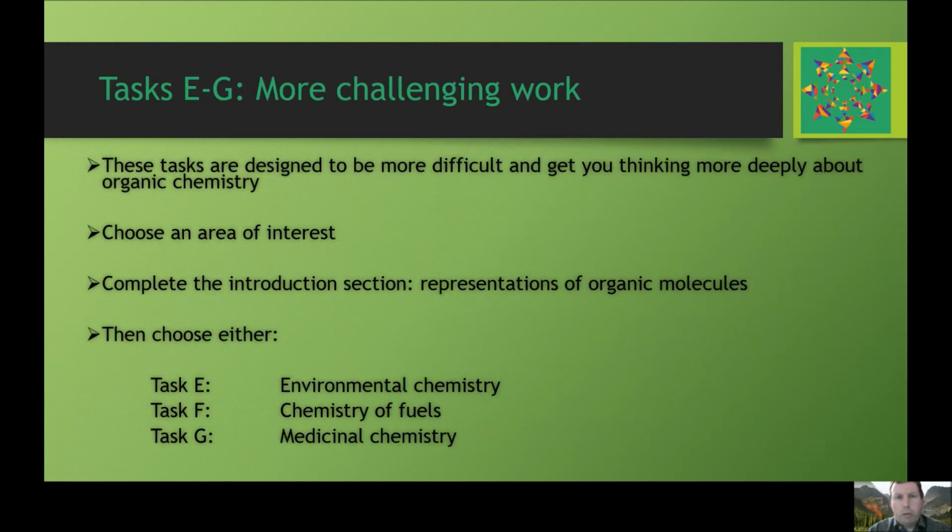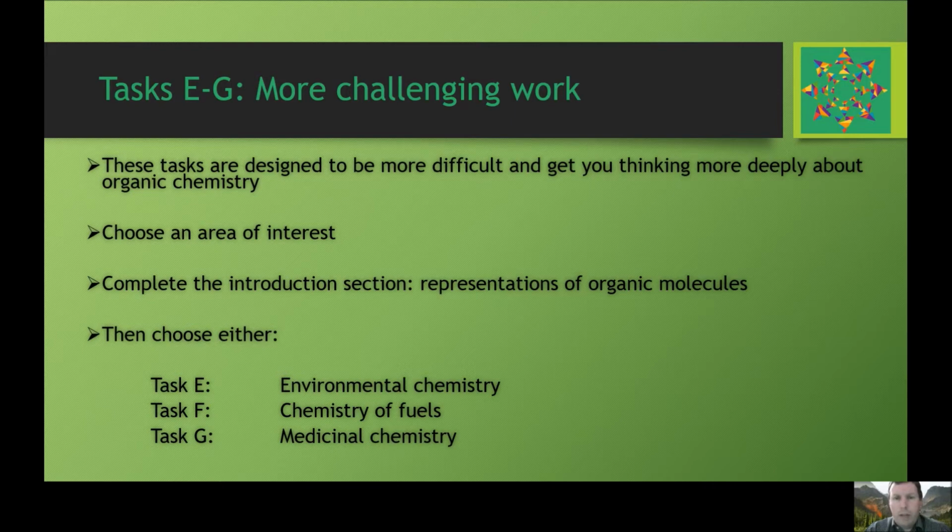Having done the 4 compulsory tasks, you then get a choice for the 5th one, so either E, F or G. And these are deliberately designed to be more challenging and to get you thinking more deeply about chemistry, and in particular about organic chemistry. And you can choose which of these tasks you do according to your interest.